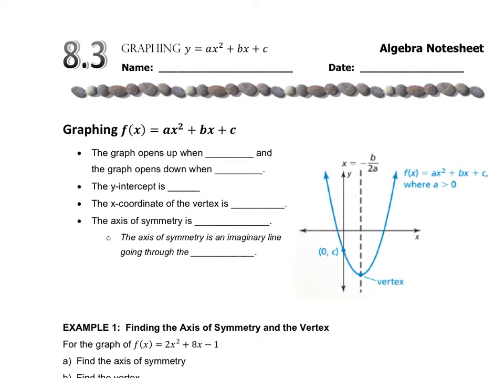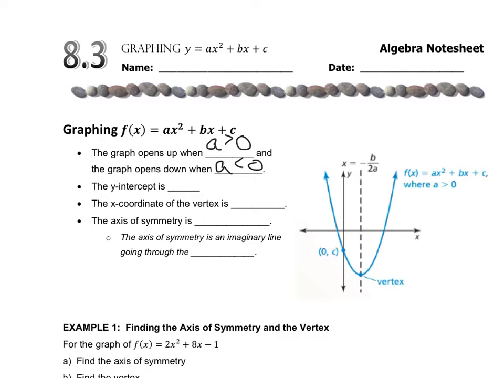In this lesson, we're going to start seeing what happens when the bx comes into play, because it obviously starts changing things a little bit more as we go. So the first couple of things. The graph opens up when we have a greater than 0. We learned about that in the very first one. And it opens down when a is less than 0. So if that a in front of the ax squared is a positive number, we know that our parabola is opening upward. If it is a negative number, we know it's opening downward.